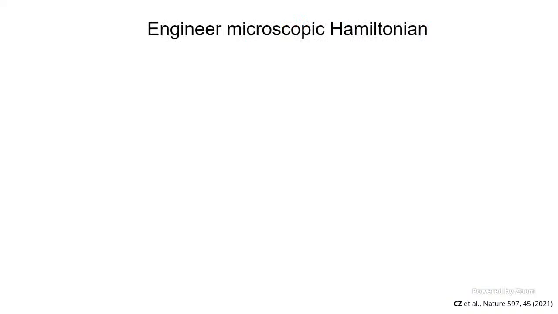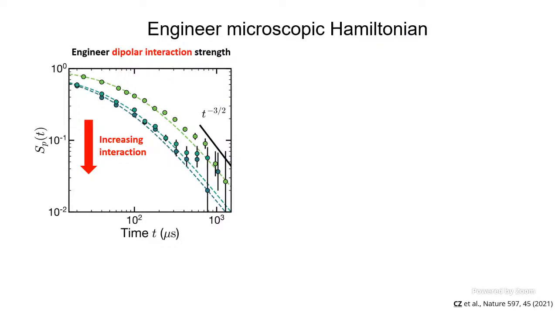So the last thing I was mentioning on this is that we also have an independent way to engineer the Hamiltonian, by using the hyperfine interaction of the NV and the P1 centers. Here, I'm not going to go into details, but we have a way to engineer the interactions where we can see the diffusion coefficient actually keeps increasing with increasing interaction strength.